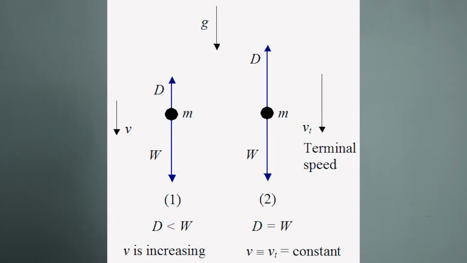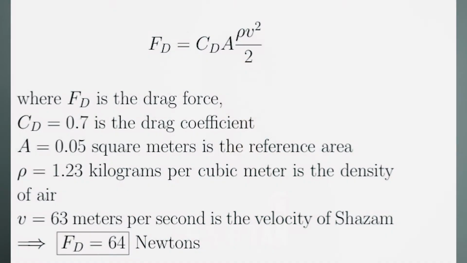When I jump, there are two forces that act on me: the force of air resistance, also known as drag force, and the force of gravity. You can calculate the drag force on Shazam as he jumps at this velocity, 63 meters per second. The average drag coefficient of a person is around 0.7. The density is about 1.23 kilograms per cubic meter of air in normal conditions. Finally, the area of a person's body topographically, so from the top, is approximately 0.05 square meters. As the equation for the drag force is shown here, then the force of air resistance is approximately 64 newtons.